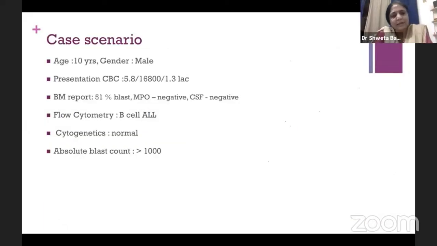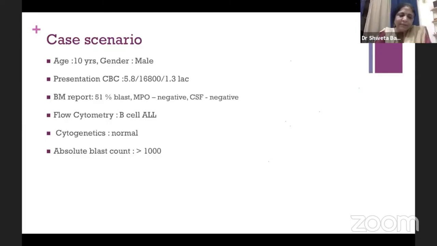Now, just giving you a case scenario: a patient who is of borderline age, 10 years, gender male, having a WBC count at presentation of 16,000. His bone marrow had 51% blasts, flow cytometry was B-cell ALL, and cytogenetics was normal. So to start with, except for male gender, which is no more considered a risk feature, we don't see any high risk feature in this patient, and this could be from standard risk to intermediate risk. But he had a poor prednisolone response, and he had a blast count of more than 1,000.